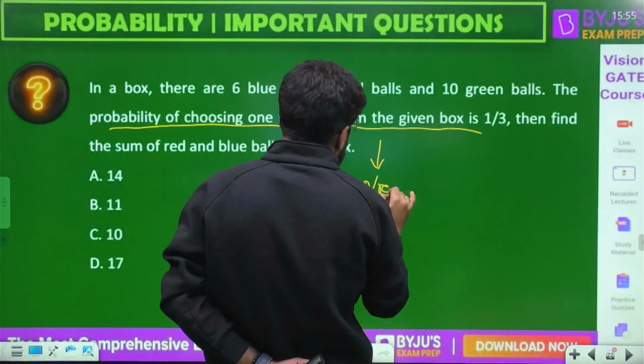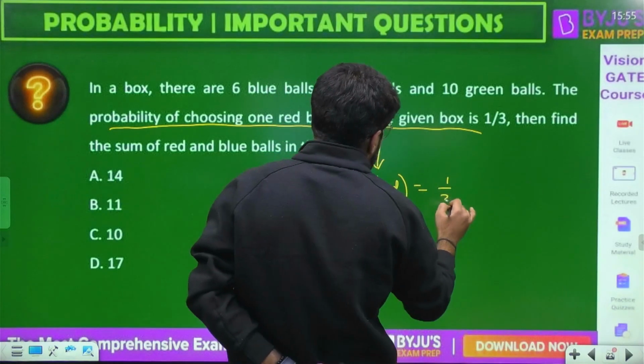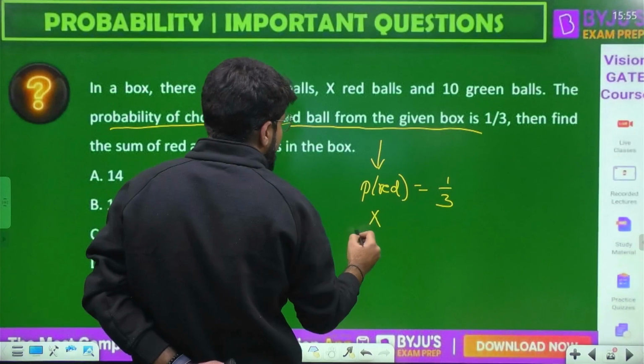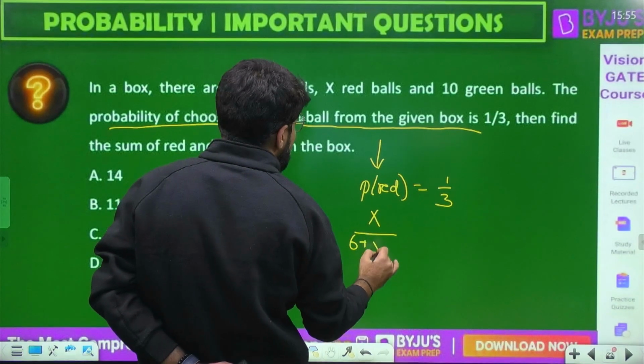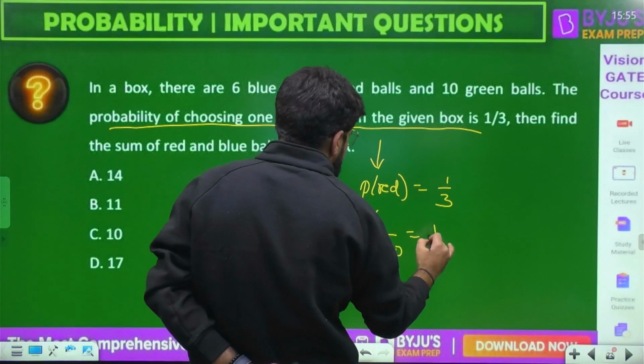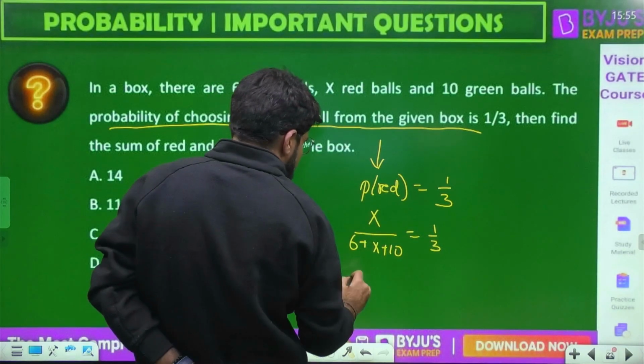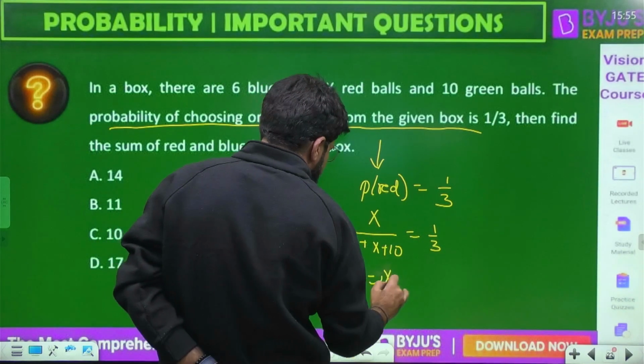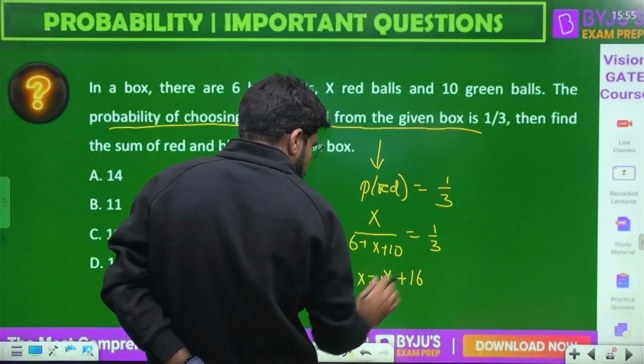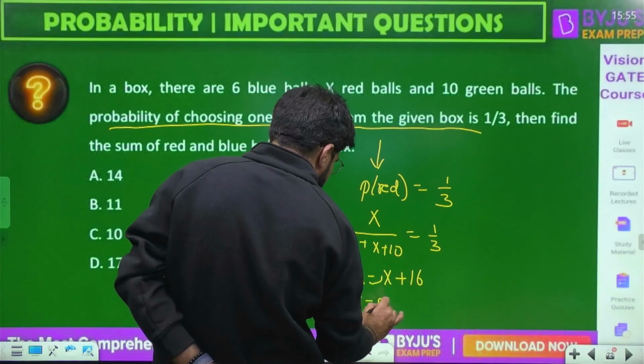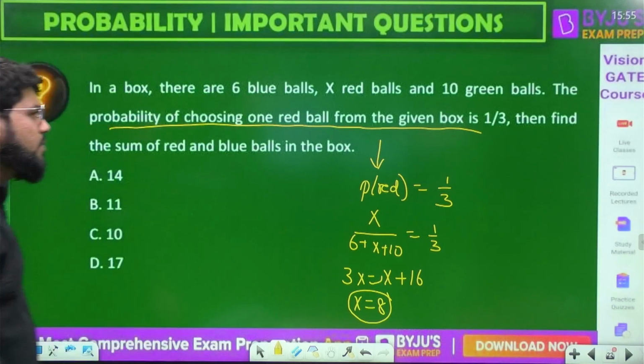Probability of choosing 1 red ball is very simple actually, because probability is favorable by total. How many red? X. And total will be 6 plus X plus 10. This is 1/3. Solve here: 3X is equal to X plus 6 plus 10, that is 16. 2X is 16, so basically X equals 8.